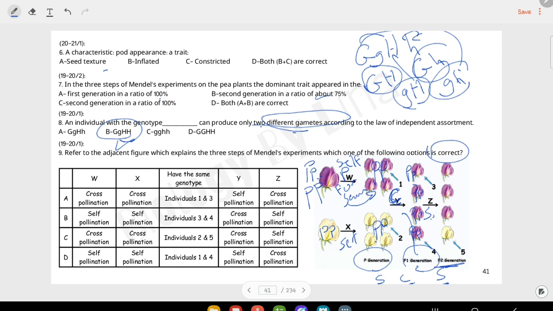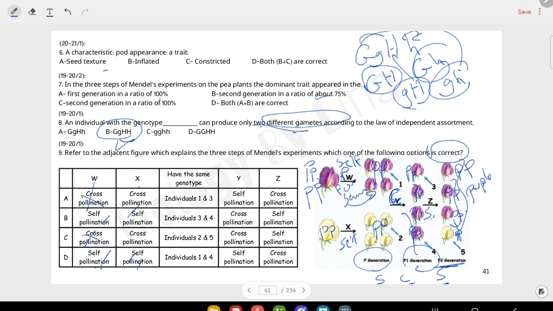In the F2, what he saw was that one of them will be white and the other three will be purple. Maybe one of them will be P capital P capital, and these two may be P capital P small. Okay, because he got three of them purple, and of these purple, one will be P capital P capital, and two of them will be P capital P small. Now let's answer the question. W and X should be self-pollination. So first we will omit these two. Okay, so self. These are correct.